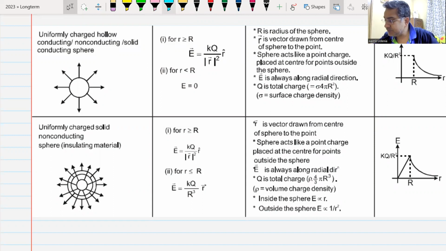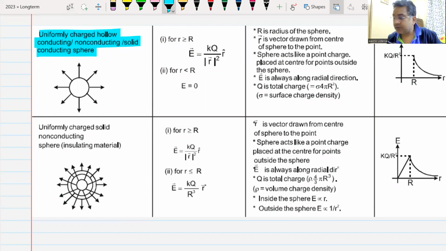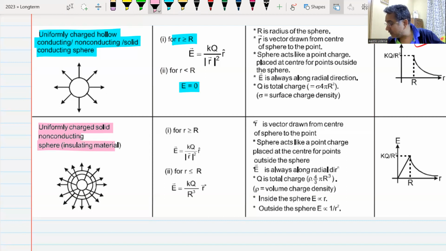The last case is a uniformly charged hollow conducting or non-conducting sphere, or a conducting sphere. The charge will come on the surface. Electric field inside is 0 and outside it is kq by r square. This is the graph. Then we have a non-conducting sphere which is made up of insulating material. Here electric field inside is rho r by 3 epsilon naught. I hope we remember all this. I'll give you 2 minutes to note this down fast.